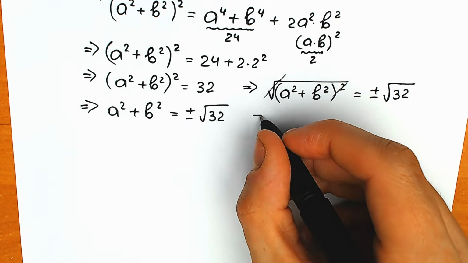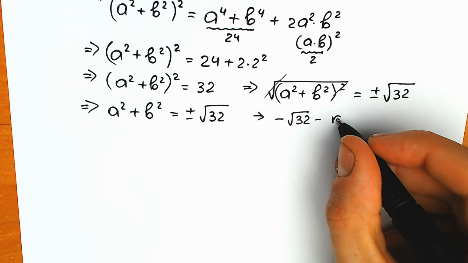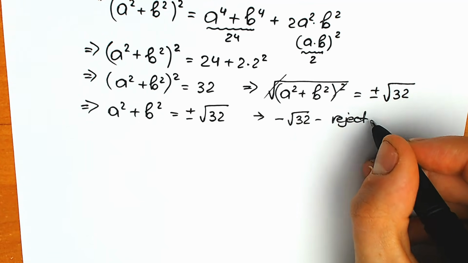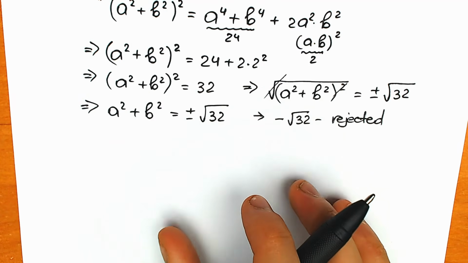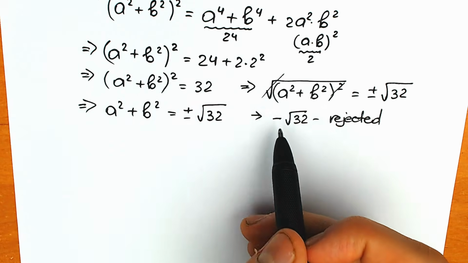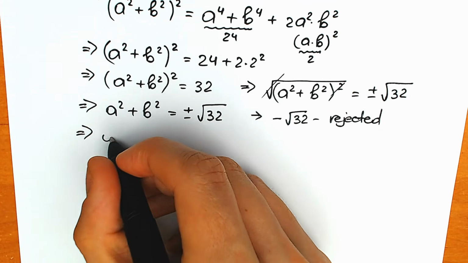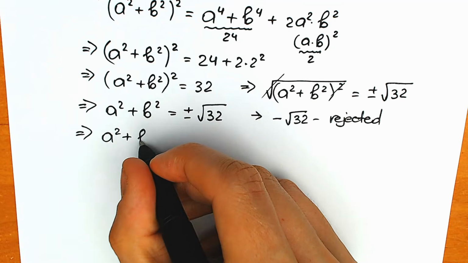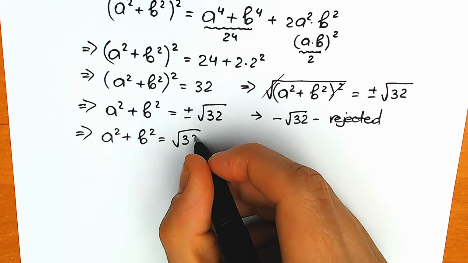So that's why there is no way this expression is equal to minus square root of 32. So that's why minus square root of 32 we reject. So we rejected this branch this way. And of course we're not talking about complex numbers. We're talking about real numbers. So that's why we reject this negative branch. There is only one way: our a square plus b square equals the square root of 32 with the positive sign.